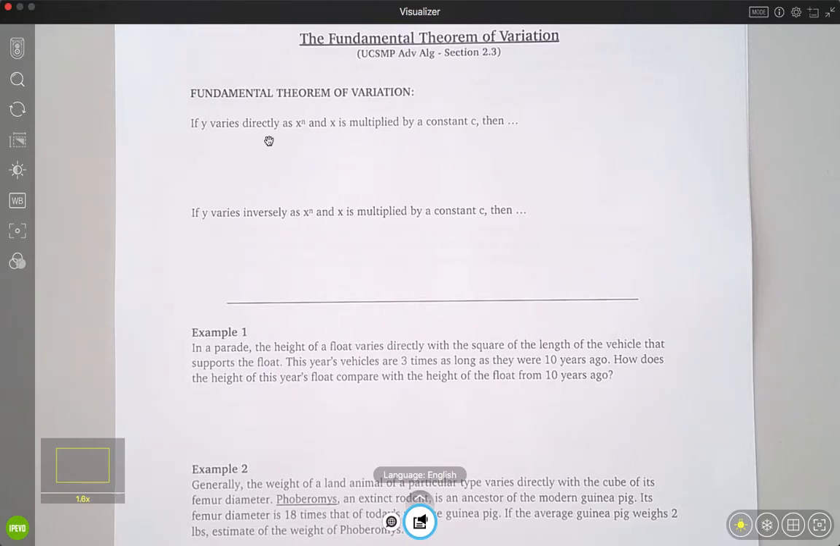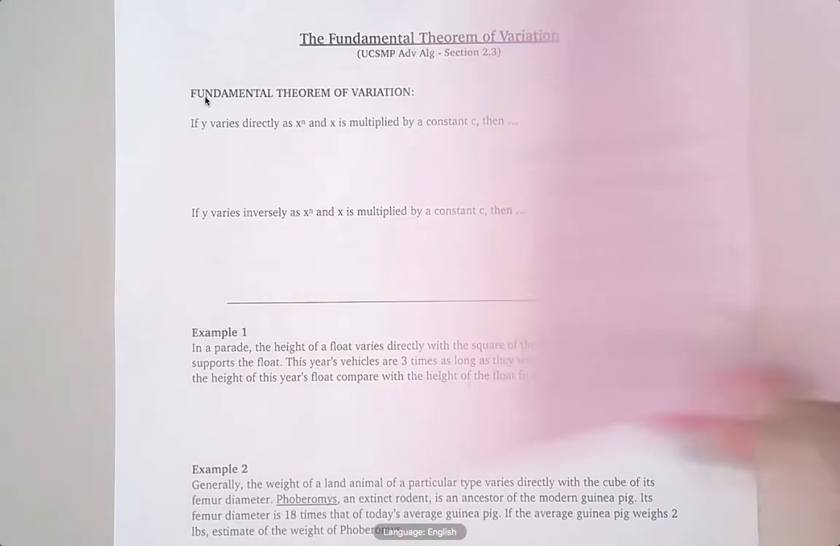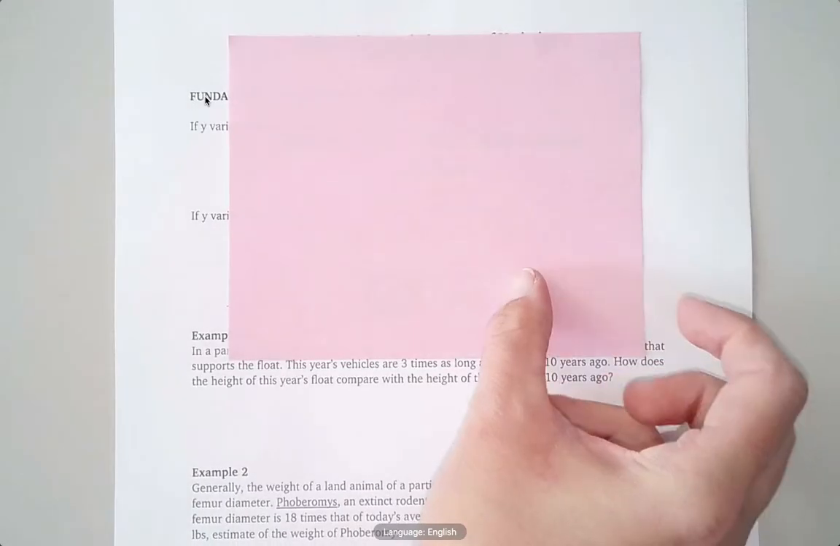Hi everyone. Today's lesson is on something called the fundamental theorem of variation. In just a minute, we're going to fill in the actual language of the theorem, but I think the language makes it look more complicated than it really is. So I'd like to start, and you're welcome to write this down if you want to, by talking you through what this theorem is all about and what it's trying to get you to understand about variation.